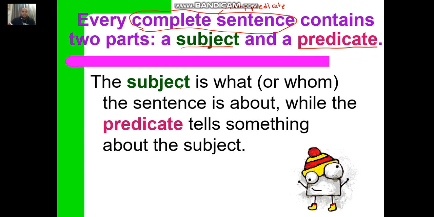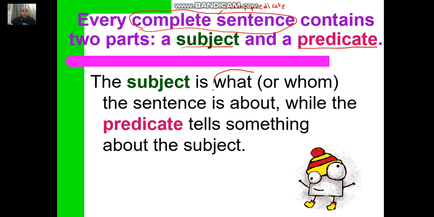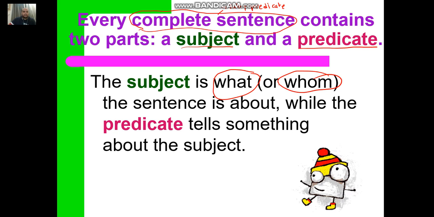How am I going to find the subject and the predicate? The answer is coming right now. The subject is what or whom the sentence is about. For example, Omar is playing football. Who is playing football? Omar. Then Omar is the subject. For example, the dog is running. What is running? Because we cannot say who is running. The dog. So the dog is the subject of the sentence. Clear? The sentence is about the dog, or about someone else, for example a person or an animal or a subject or whatever.